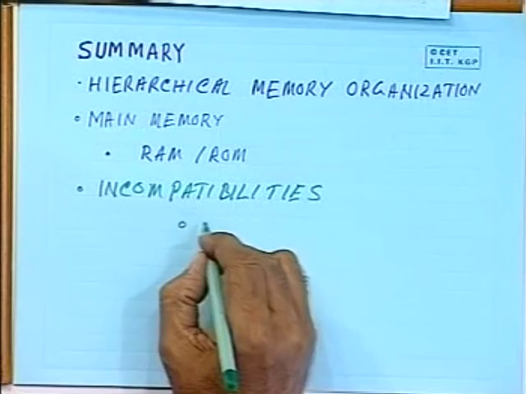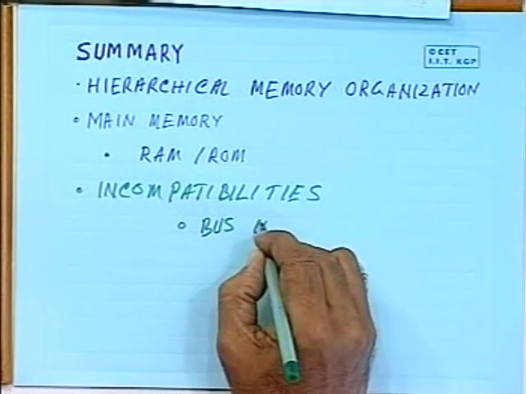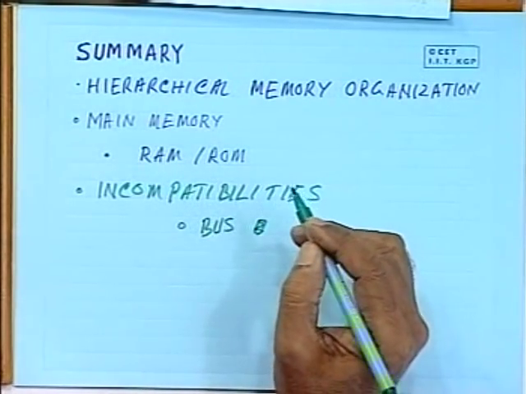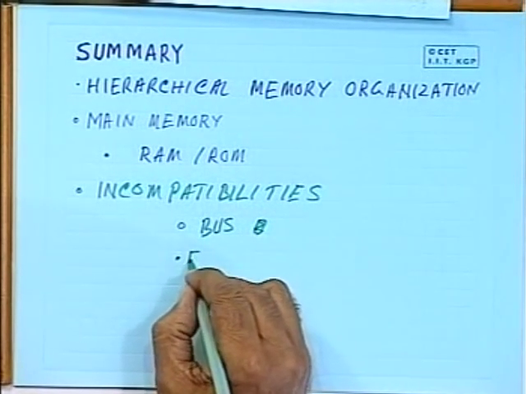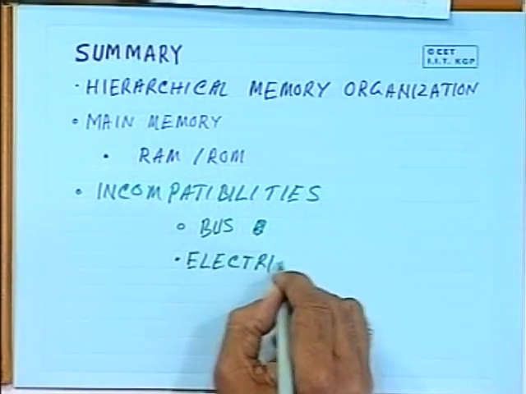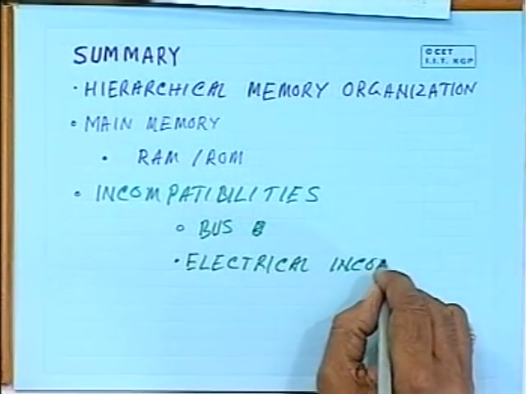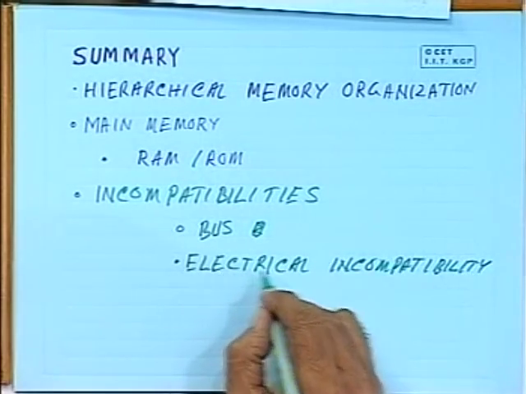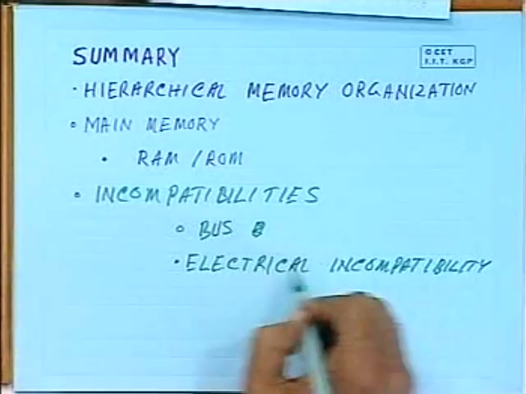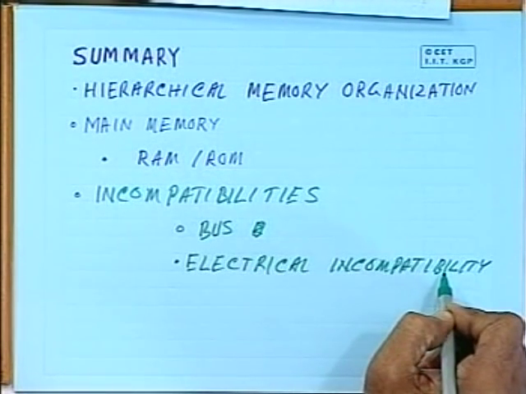The three types of incompatibilities which we have discussed in this lecture are bus incompatibility, and we have seen how this bus incompatibility can be overcome with the help of extra hardware. Then we have discussed electrical incompatibility, and we have also discussed how electrical incompatibility can be overcome with the help of suitable driver circuits like unidirectional driver, bidirectional driver. We can increase the drive capability. So this is how the electrical incompatibility can be overcome.